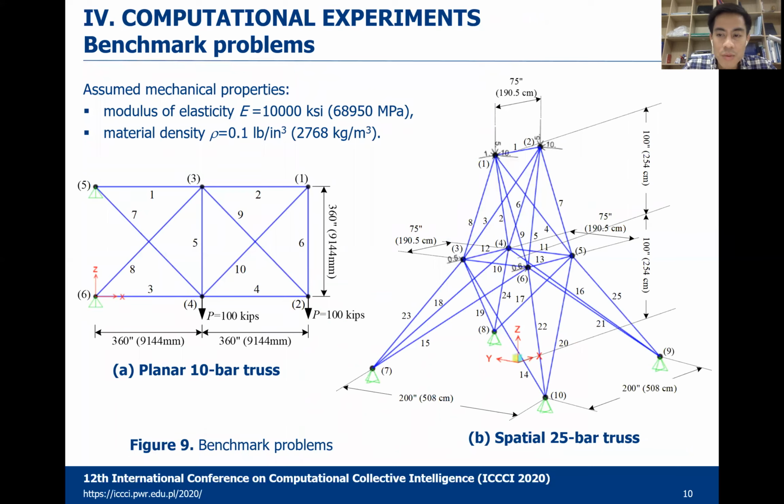Two well-known benchmark problems are optimized using the proposed approach to demonstrate its effectiveness, including a cantilever 10-bar truss and a spatial 25-bar truss with some mechanical properties as shown in the slide.